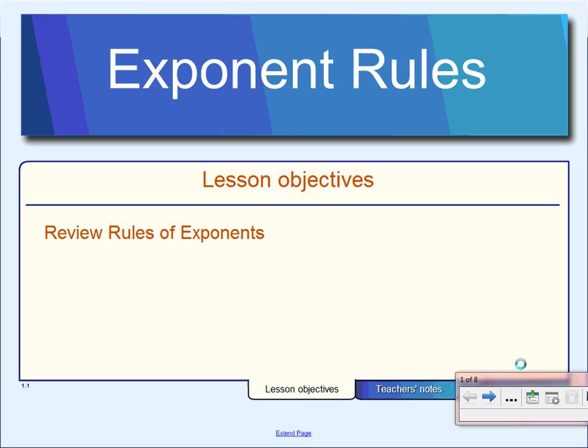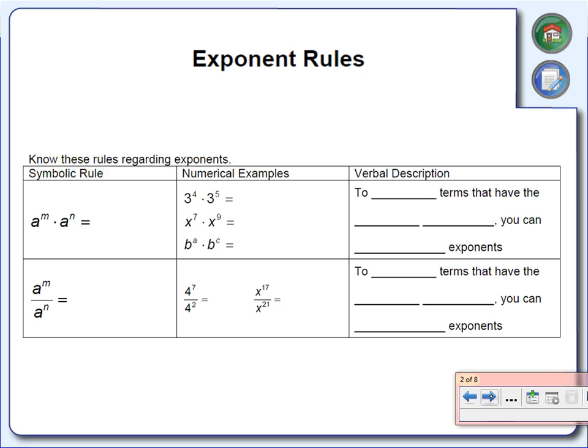All right, so exponent rules is the first one we're going to look at today. We're going to review some exponent rules. Most of these rules you should already be familiar with. So here we go. First one, a to the m power times a to the n power.